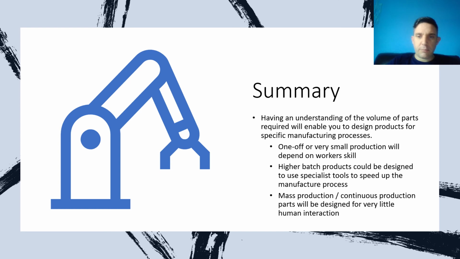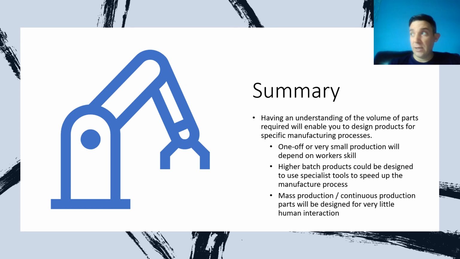In summary then, having an understanding of the likely volume of parts that you'll be required to produce from your designs will often change the manufacturing processes and can change how you go about thinking about the design of your products. So remember, if you've got one-off or very small production, then you're going to be depending on workers' skills, and they're going to be using machines that are quite generalized and that can do lots of different things.